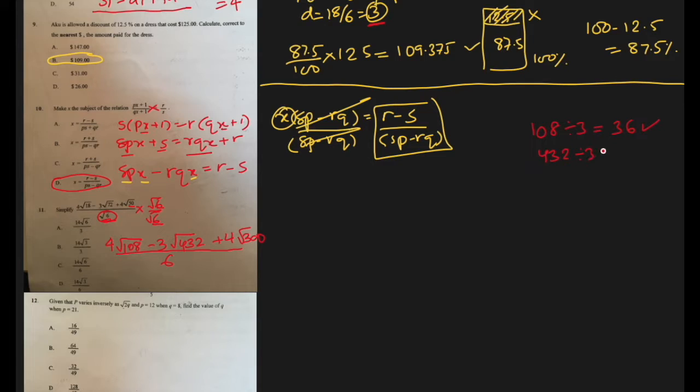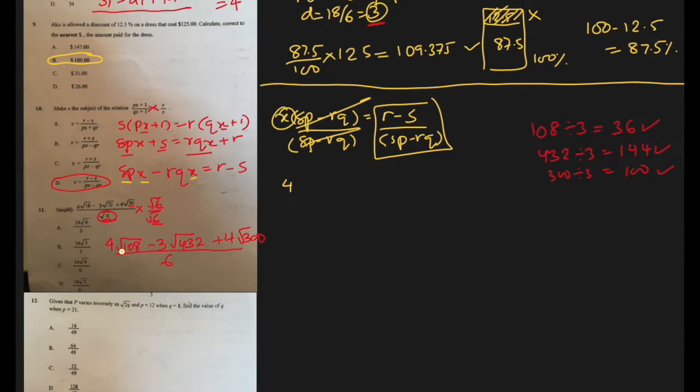432 divided by 3 gives us 144. Yes, it's a perfect square. Now 300. 300 divided by 3 is 100. All three are perfect squares. Yes, 3 is the one we can break this into. So that's what I'm going to do now.